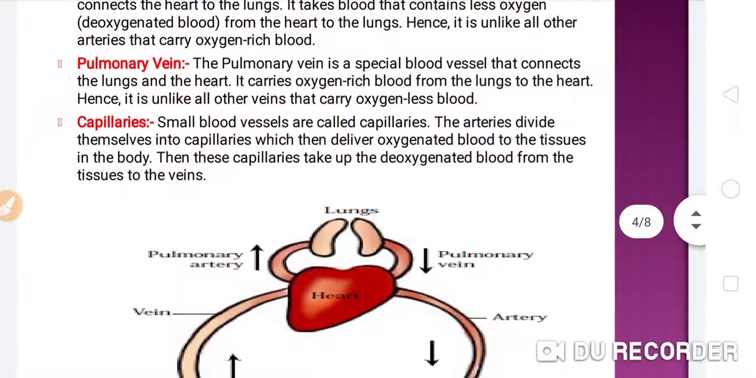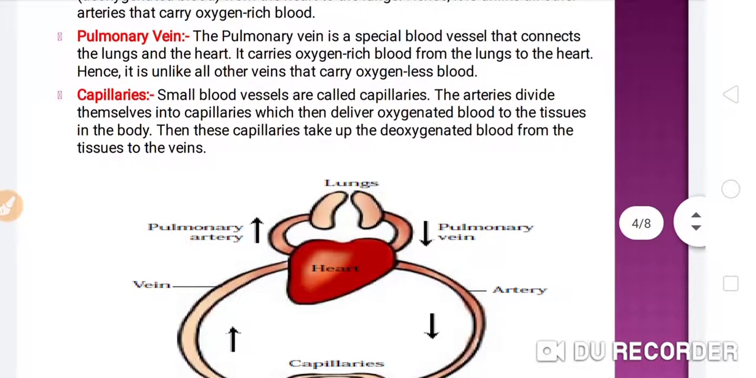And now next, capillaries. What are the capillaries? Small blood vessels are called the capillaries, very thin blood vessels, like the spikes. Small blood vessels are called the capillaries.